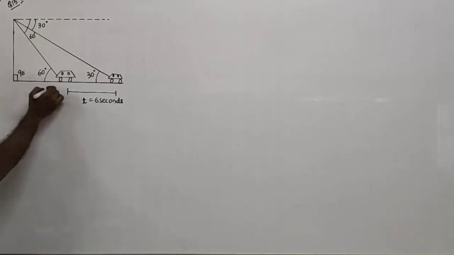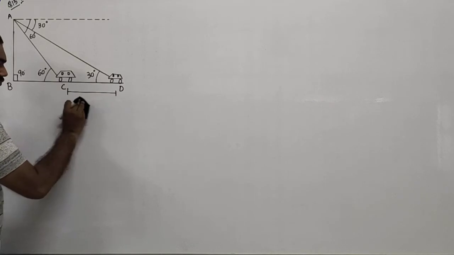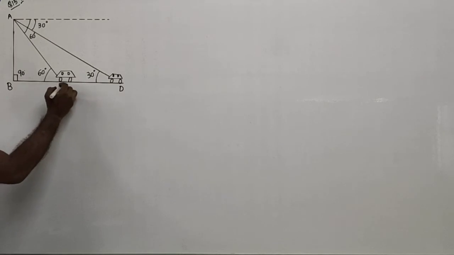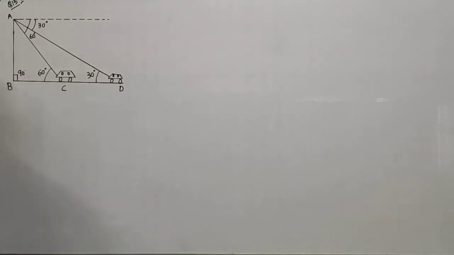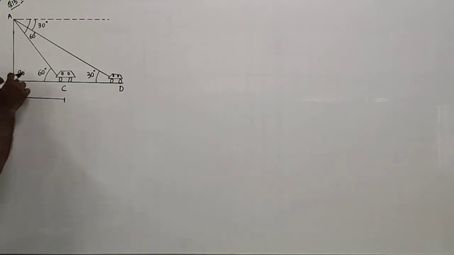We need to find out the time by which this car will reach the foot of the tower, or the bottom of the tower. So let us name it A, B, C and D. Okay, I'll erase this for now. This is C and D. Now, what do we require? Time taken to reach from point C to point B.